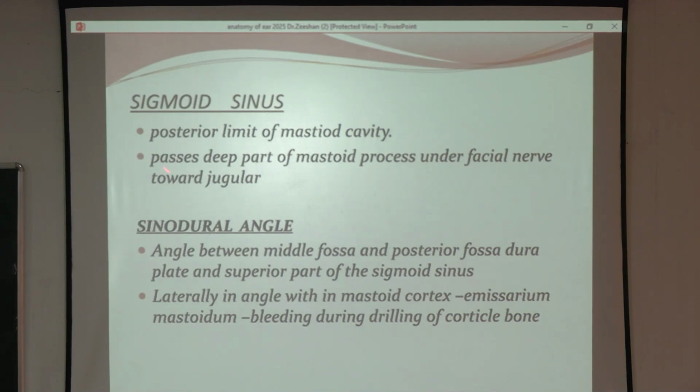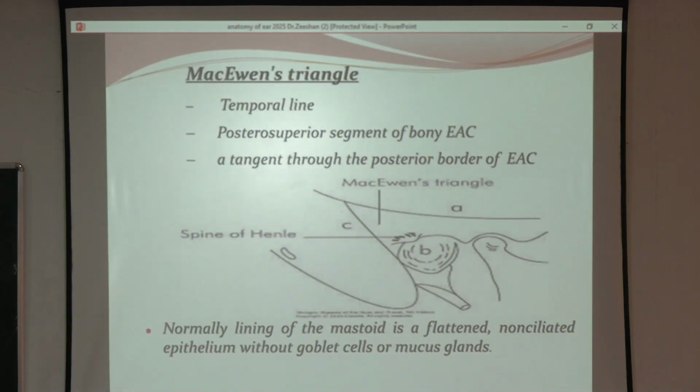So sigmoid sinus forms the posterior limit of the mastoid cavity, passes deep part of the mastoid process under the facial nerve towards the jugular foramen. Sinodural angle क्या होता है? Angle between the middle cranial fossa and posterior fossa dura plate and superior part of the sigmoid sinus. ठीक है? Nothing important.